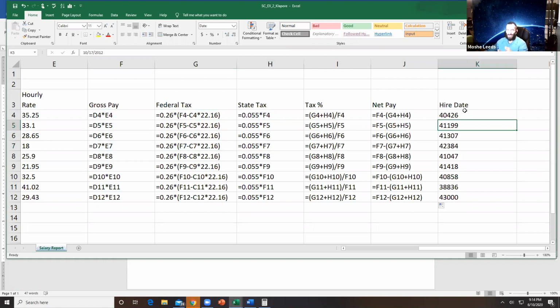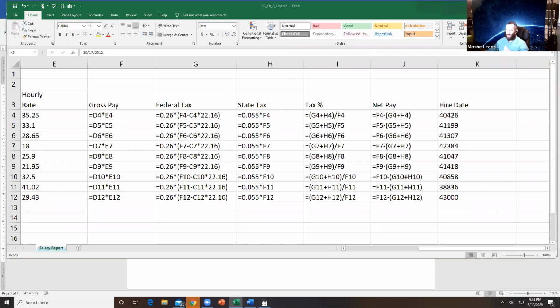And by the way, this is the formula behind the date. So this is how Excel translates a date, it converts that number into a date. So I hope that was helpful as far as figuring out the equation for the net pay or the tax percentage or anything. Again, the net pay is gross pay minus federal tax plus state tax.